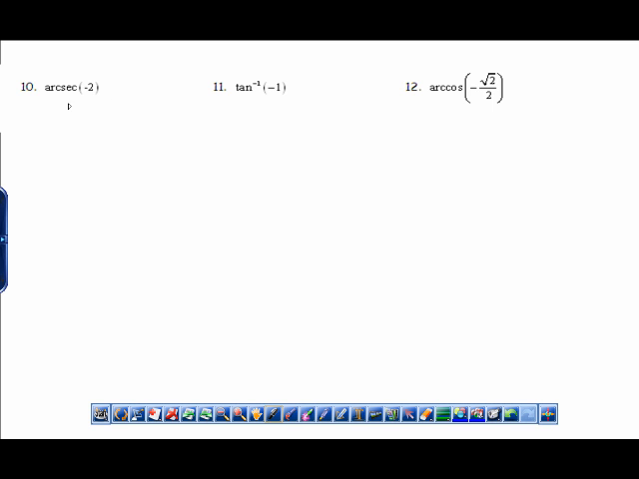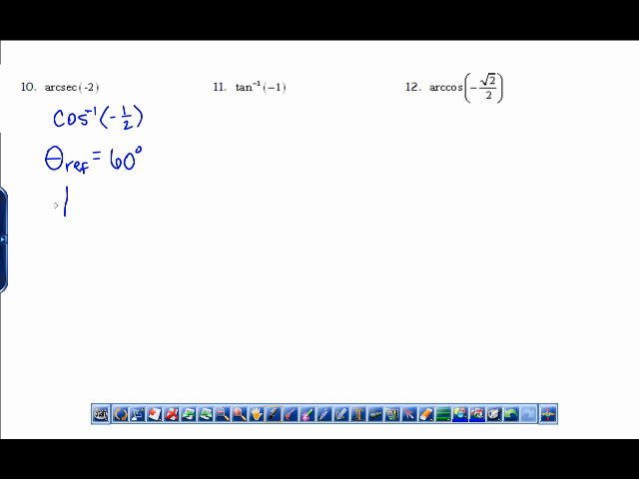Arc secant of negative 2. Okay, this is the exact same thing as arc cosine, or inverse cosine, of negative 1/2. They have the same restricted range. Notice that I did flip the ratio. And our reference angle, these should be coming a little bit quicker to you now. What is the reference angle? Write it down, see if you can beat me. 60 degrees.